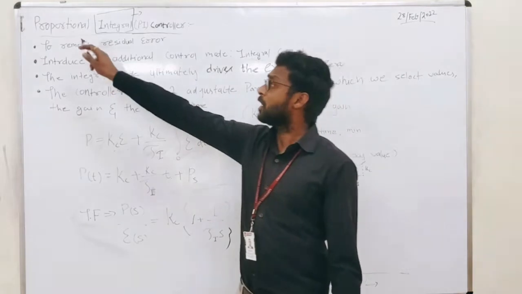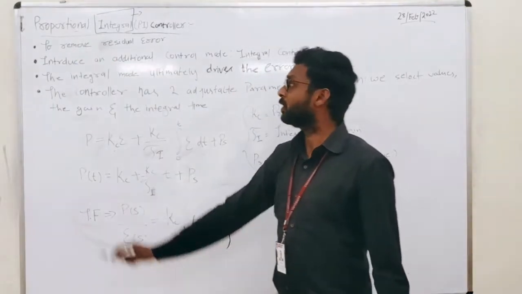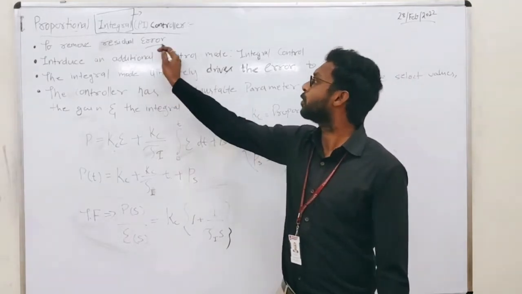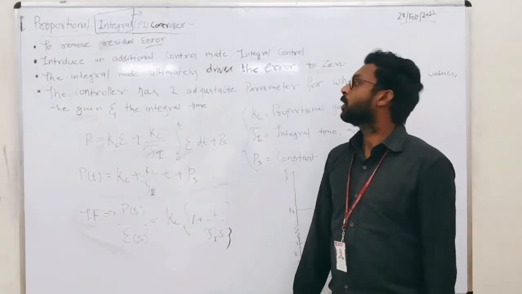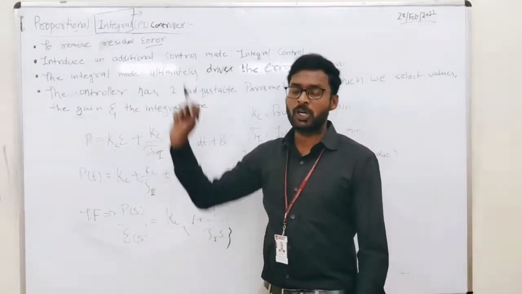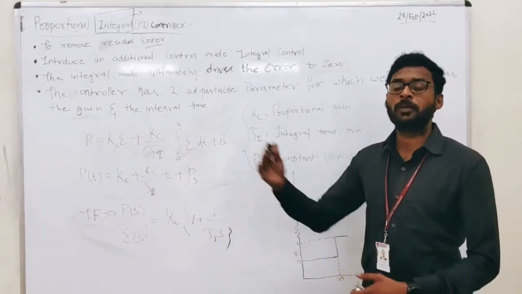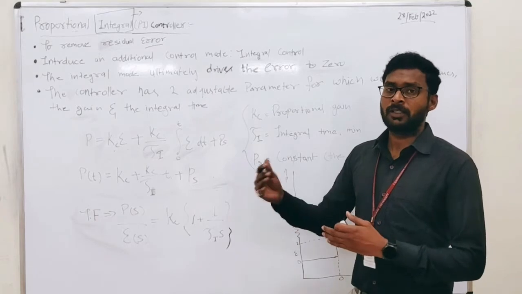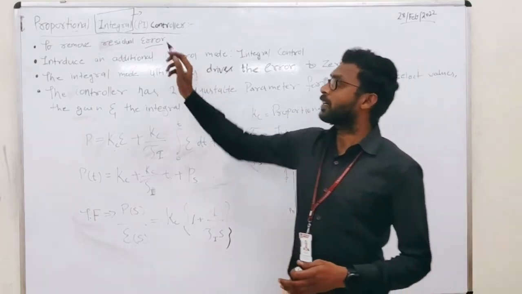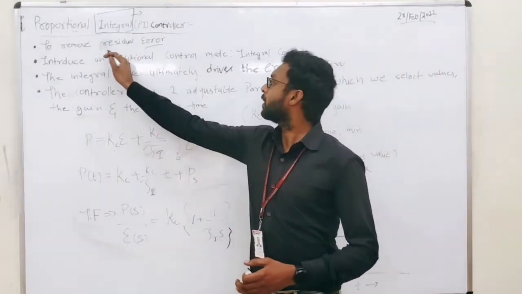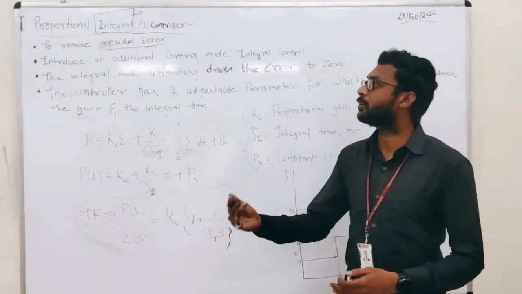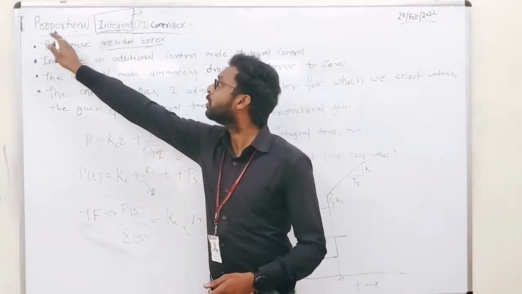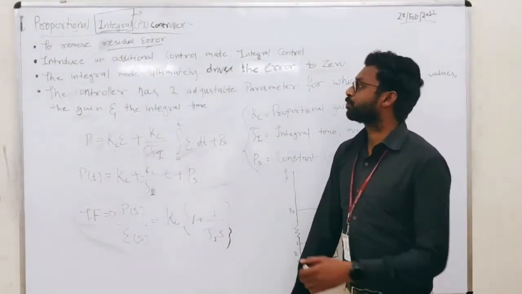Because as we discussed in the previous one, the proportional controller is used to remove the error in the process. But this particular proportional controller cannot remove 100% of the error. So there will be some leftover error, that we will call a residual error. To remove that residual error, we will use the integral action. We will add the integral action to the proportional controller.